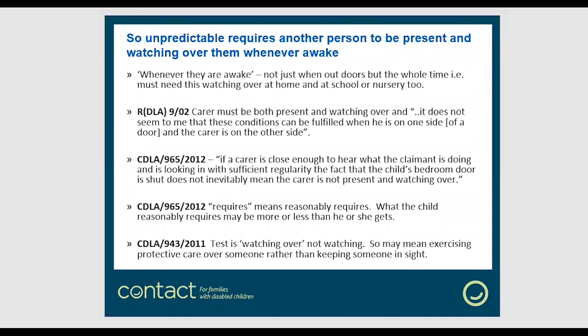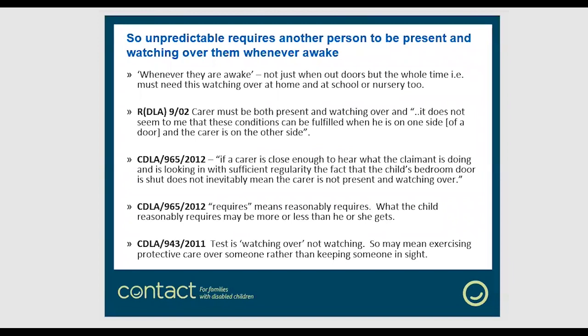What is not in dispute is that this test is not just looking at your child's needs when out of doors, because it says whenever they are awake. So it's not enough to show that your child needs someone to be present and watching over them out of doors. You also need to show that they need someone to be present and watching over them at home, at school, or wherever else they are. Now, the other issues are much more contentious, and that's around what it means to say that someone is present and watching over.